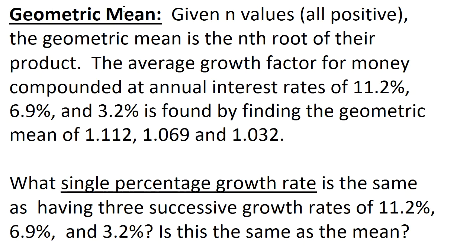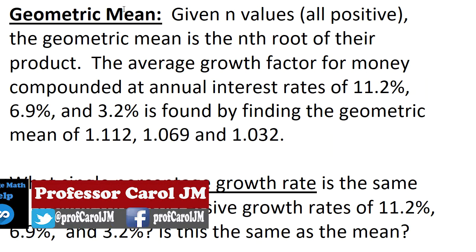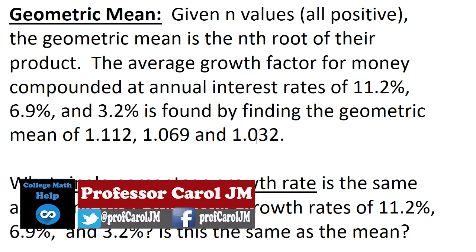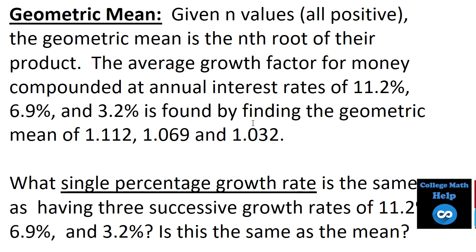In this problem, we're given a definition of the geometric mean. And we're asked to find a single percentage growth rate that's the same as having 3 successive growth rates, and to compare that to the regular mean or average.